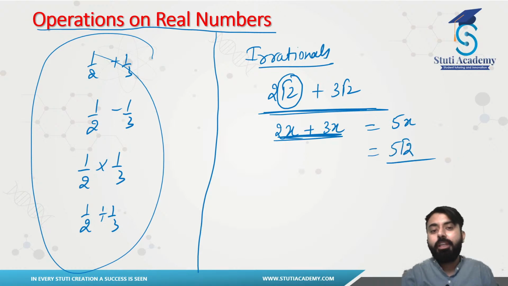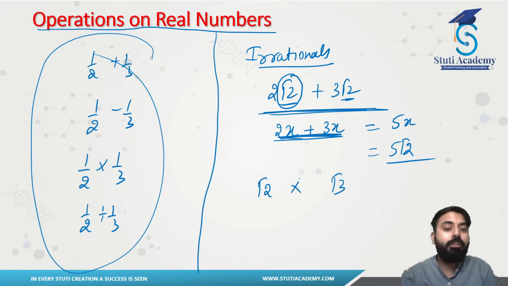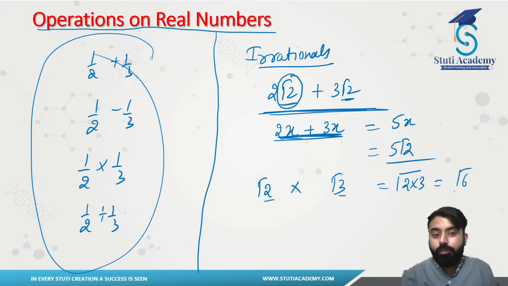So as long as your irrational portion is same, you can add them or you can subtract them. But if you have two irrational numbers, let's say I have square root 2 and I have square root 3 and I want to multiply them. Remember this, while you are multiplying two irrational numbers, the square root remains the same, but their bases are multiplied. That means 2 will be multiplied with 3. That will be square root 6.